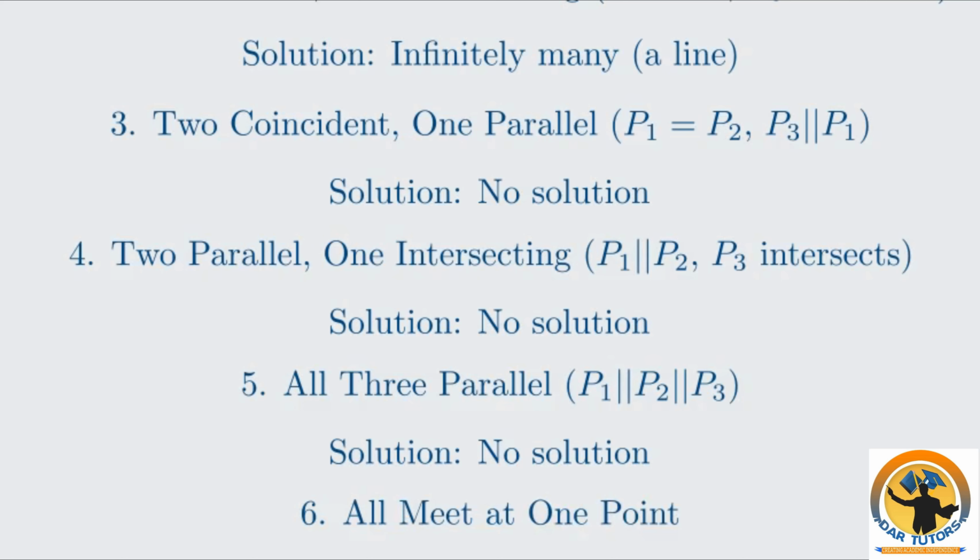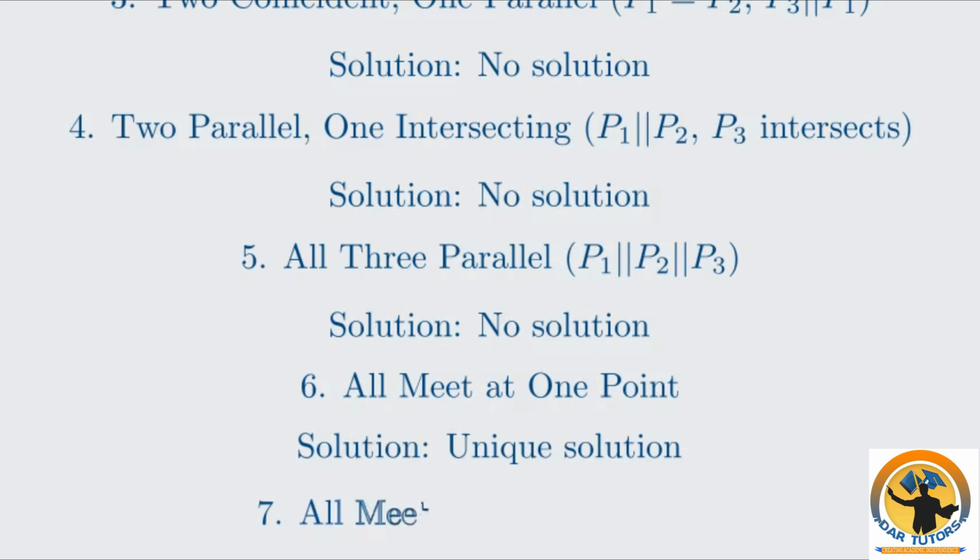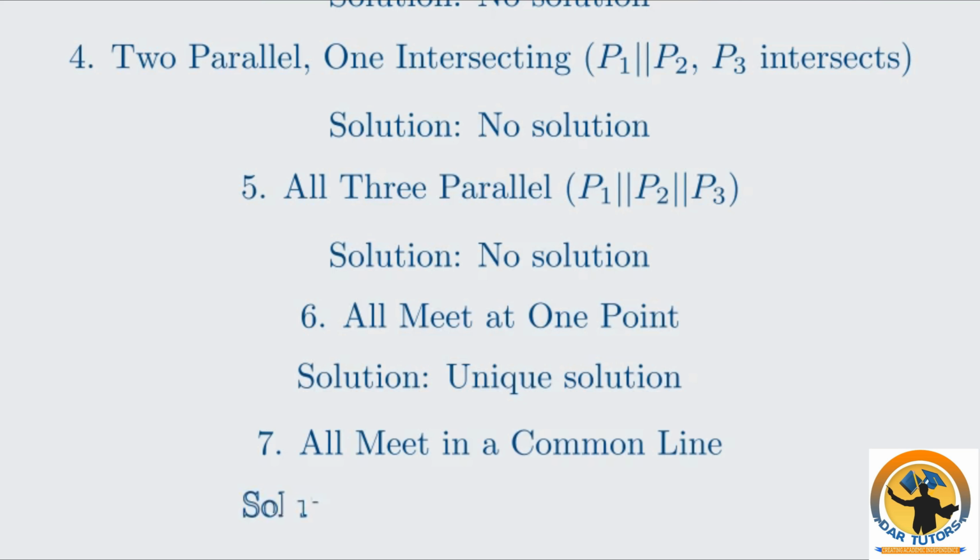Sixth, the three planes can intersect at a single, unique point. This is the most straightforward case, resulting in exactly one solution. Seventh, the three planes can intersect along a common line. This means there are infinitely many solutions, as every point on that line satisfies all three equations.